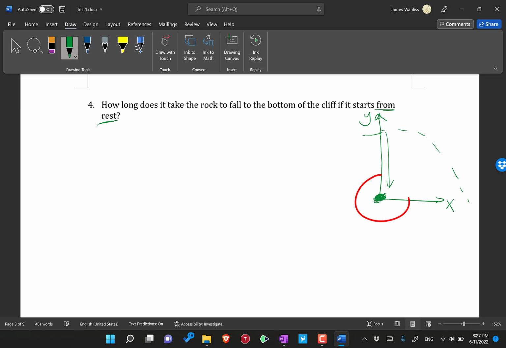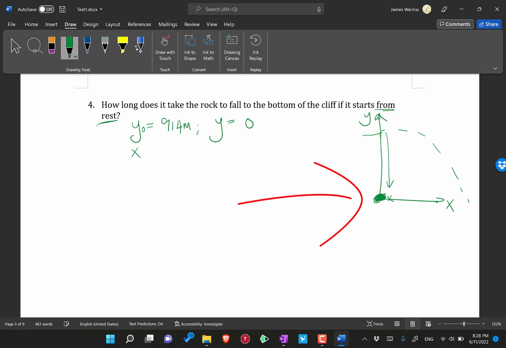Boom. And that means that you start at y equals 914 meters. And you're going to end right over here. It falls straight down at what value of y? You end at y equals 0. And x 0, you start at 0. And I guess the final x value is 0 as well. Not very exciting.